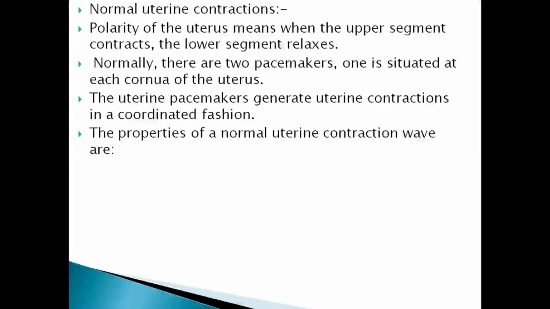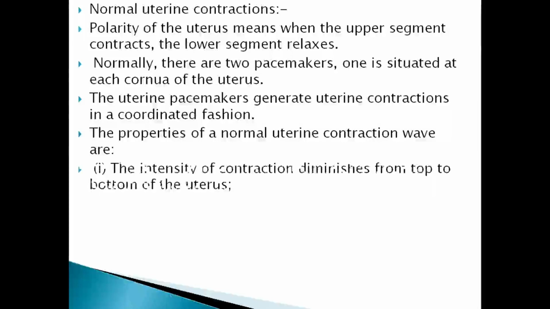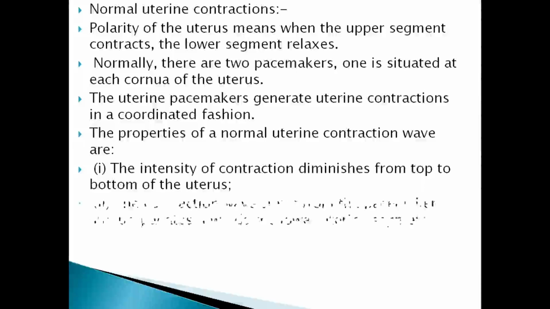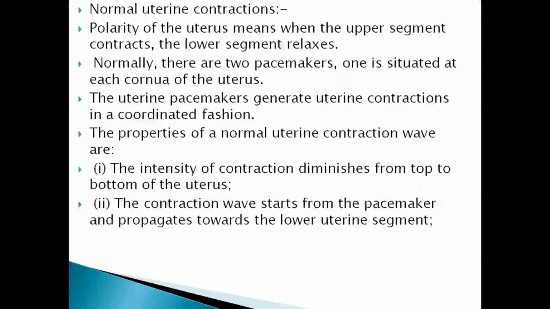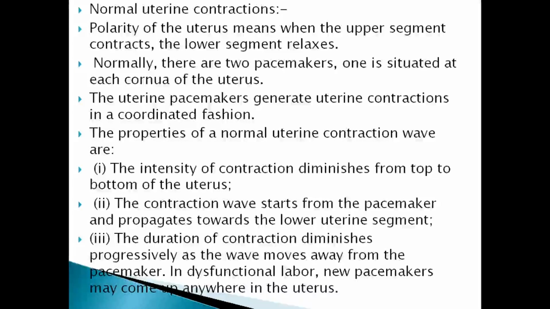The properties of normal uterine contraction waves are: first, the intensity of contraction diminishes from top to bottom of the uterus. The contraction wave starts from the pacemaker and propagates towards the lower uterine segment, and the duration of contraction diminishes progressively as the wave moves away from the pacemaker. In dysfunctional labor, a new pacemaker may come up anywhere in the uterus.